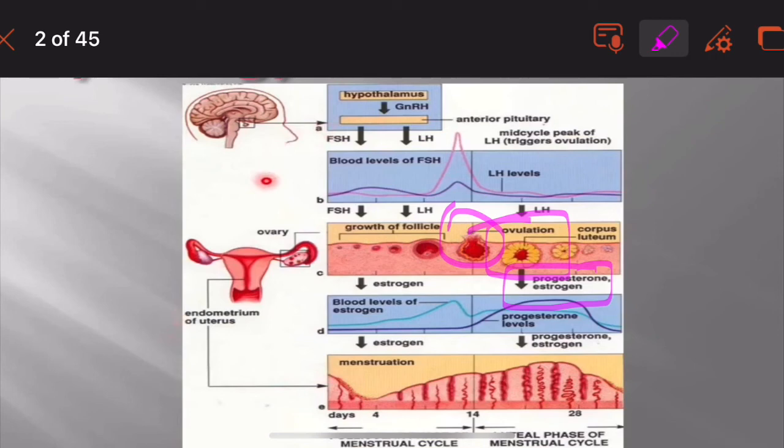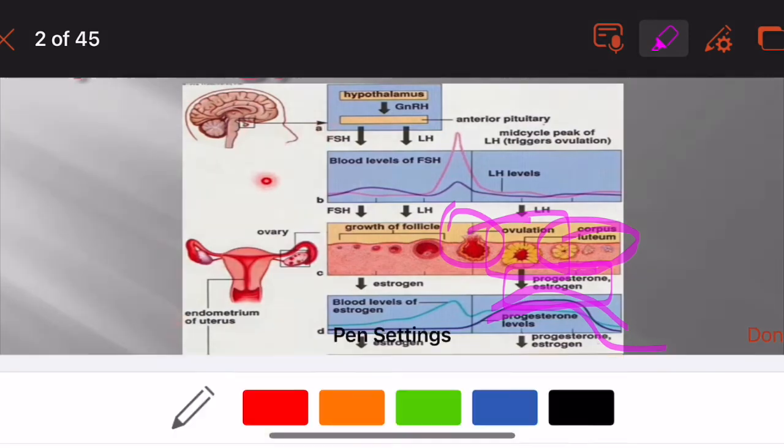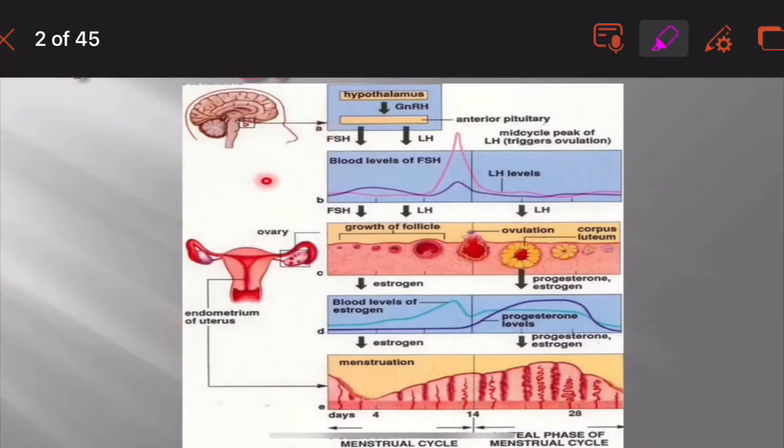Now the progesterone levels are going to increase, and there is a thickening and secretory change of the endometrium. Then what happens if fertilization does not occur? The corpus luteum is going to degenerate. As a result, the levels of estrogen as well as progesterone reduce in the blood. This results in endometrial shedding.